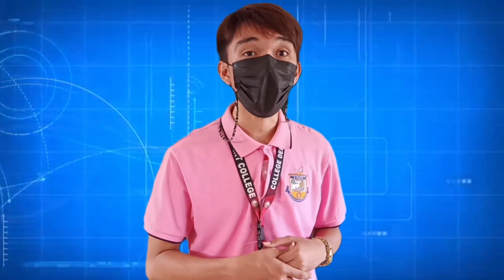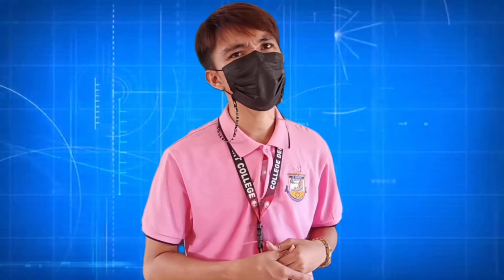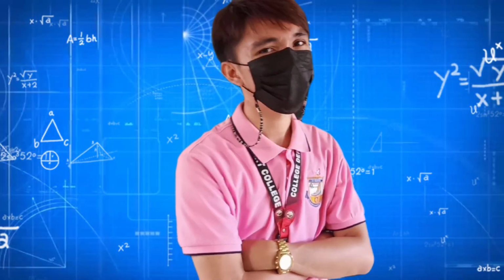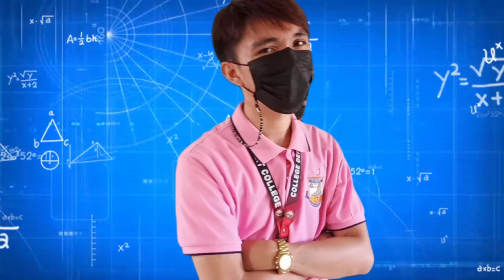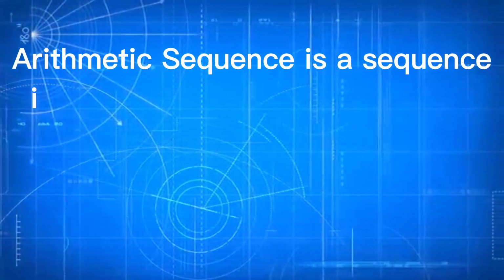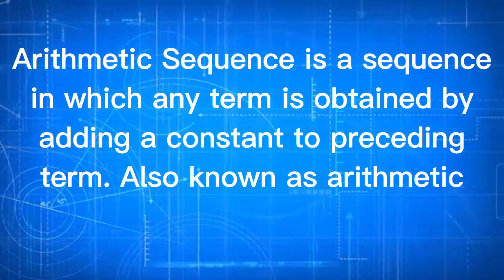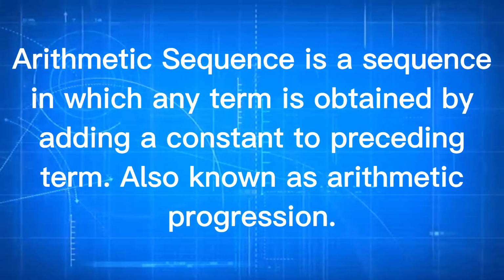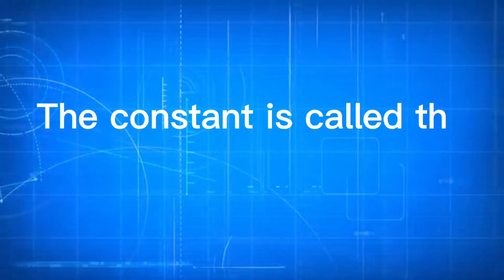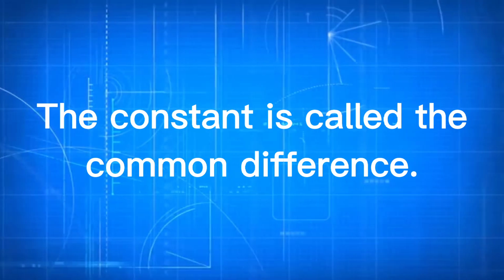What's more, we're done defining what a sequence is, and we've also learned about the two types of sequences. Now, it's time to define an arithmetic sequence. So what is an arithmetic sequence? An arithmetic sequence is a sequence in which any term is obtained by adding a constant to the preceding term, also known as arithmetic progression. The constant is called the common difference.